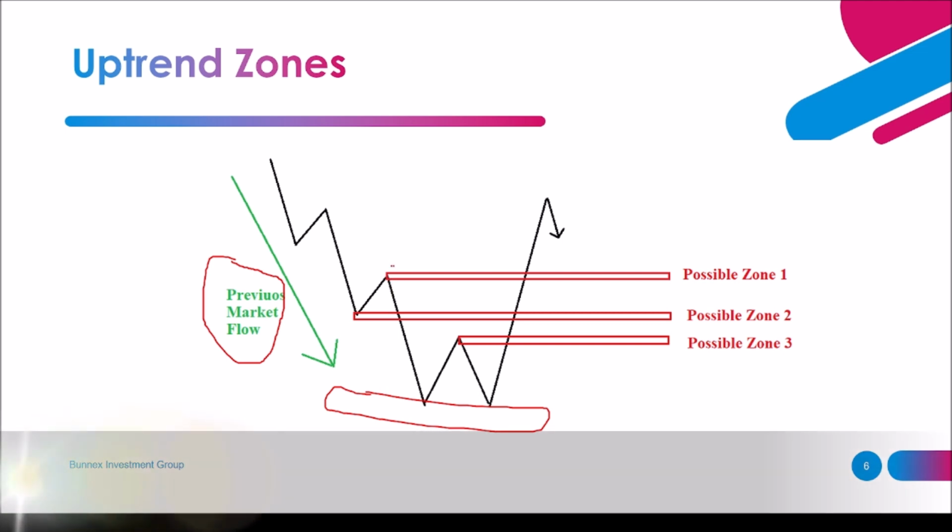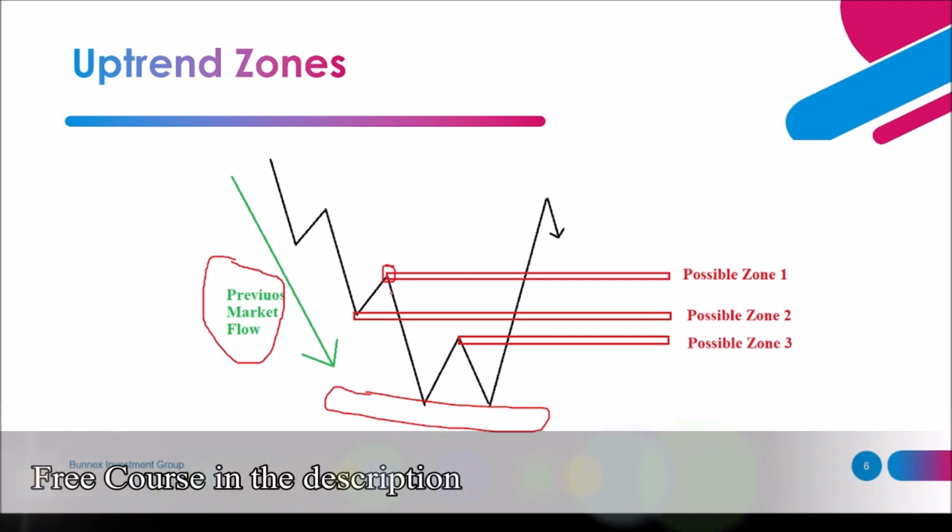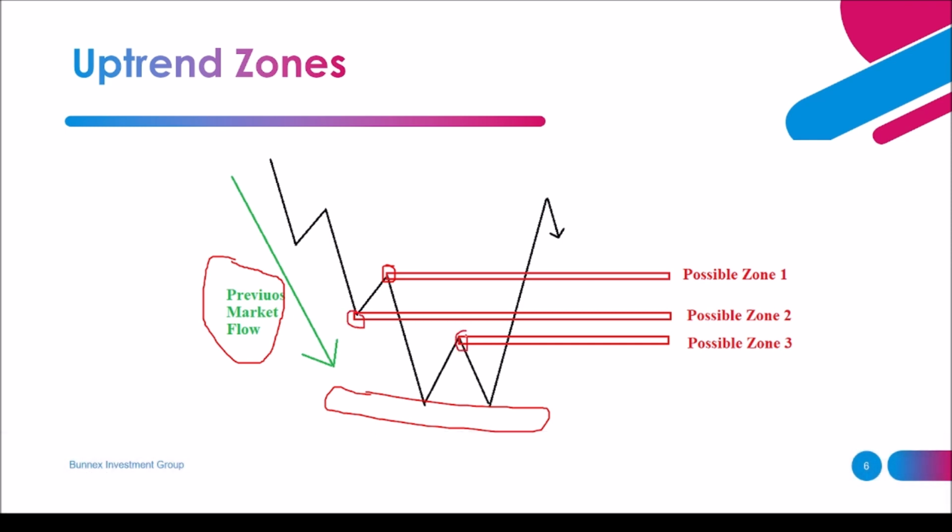The first point is the last lower high, like this one, the last lower low, and the last neckline. That is in an upward market context. In this case, we would expect to see the market bounce either from this point, or from this point, or from this point. However, there is a technique that we'll talk about later in this video, which will help you to pinpoint which one is the rightful zone of reversal.